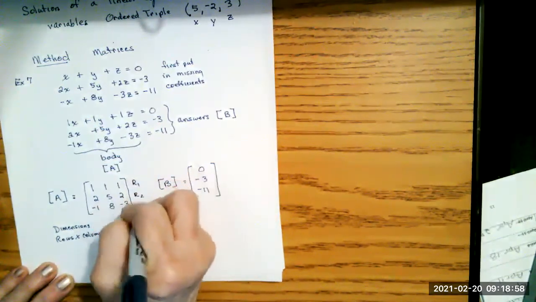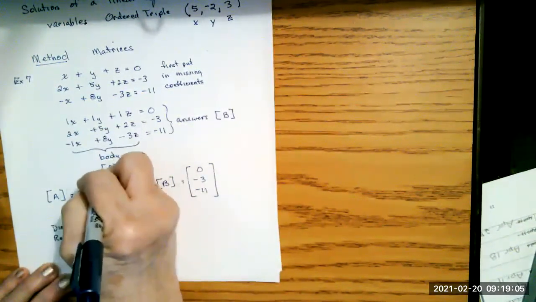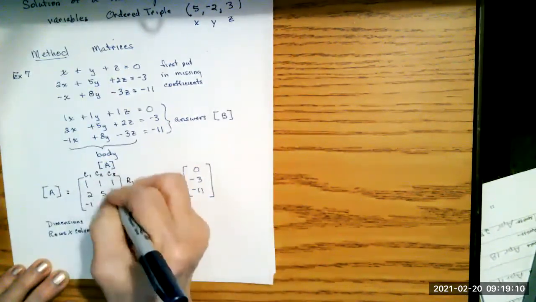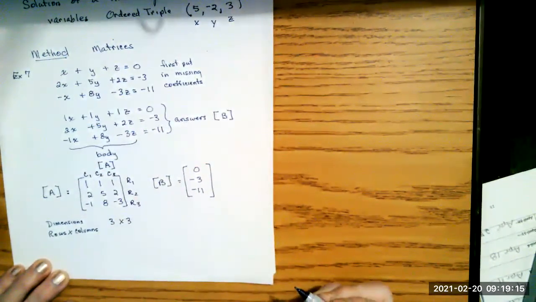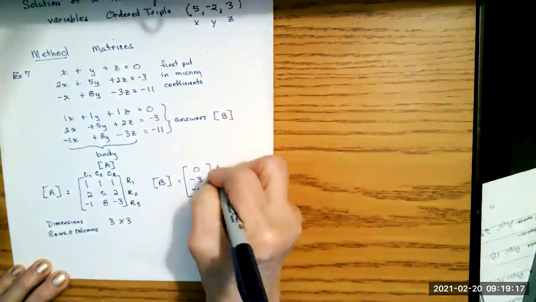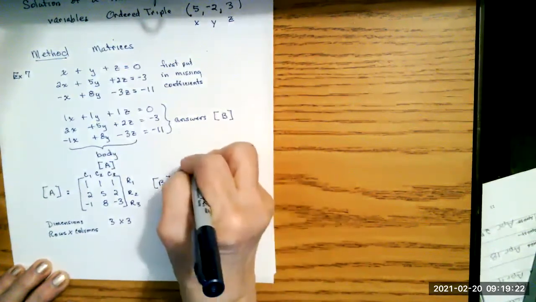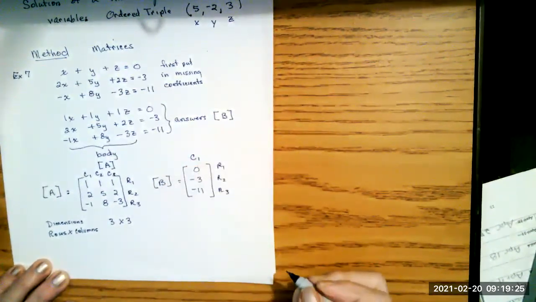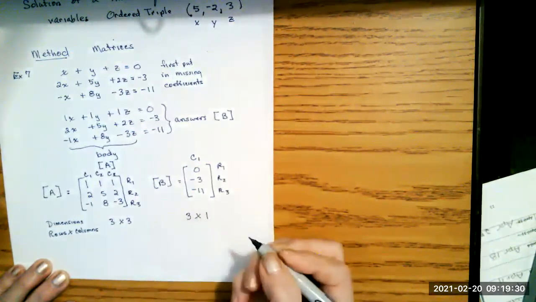Rows go across, so this is row 1, row 2, row 3. So this one has 3 rows, and columns go up and down like columns in a house. So this is column 1, column 2, column 3. So this is a 3 by 3 matrix. This one is row 1, row 2, row 3, and we only have 1 column. So I would say the dimension on this would be 3 rows by 1 column.